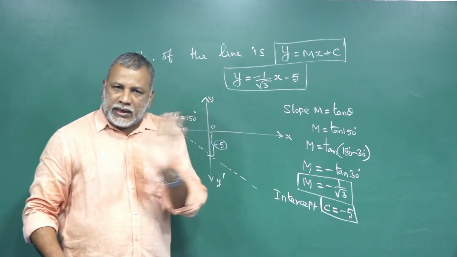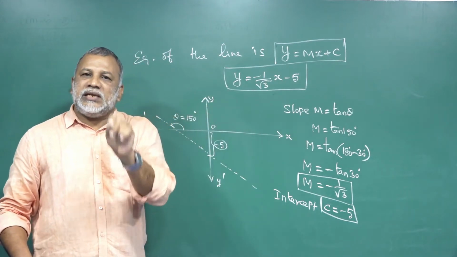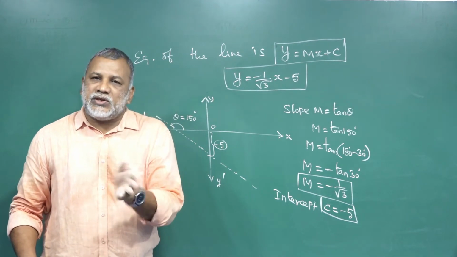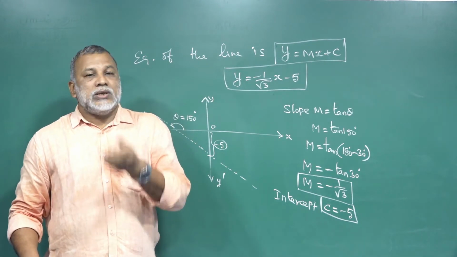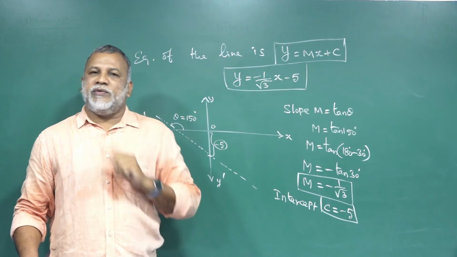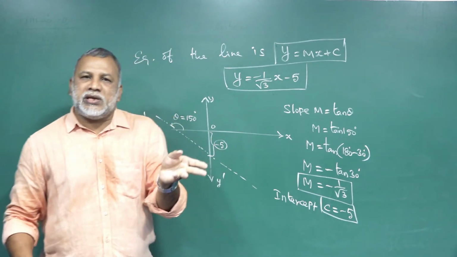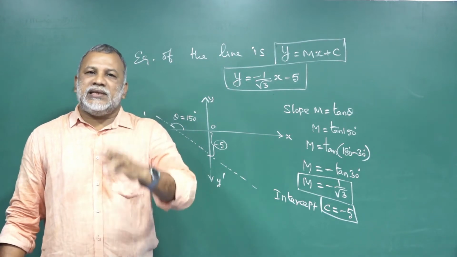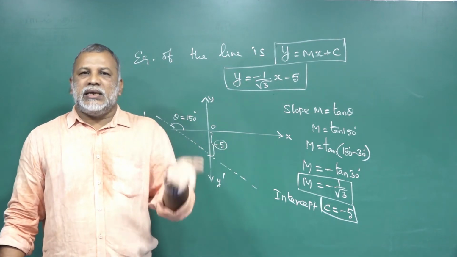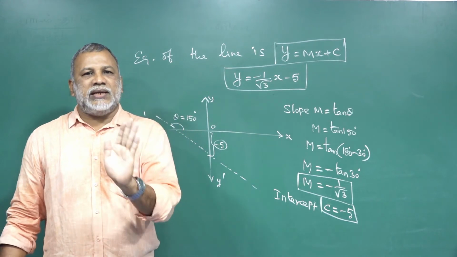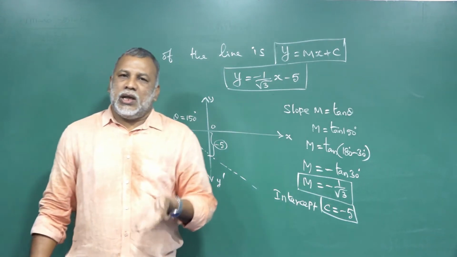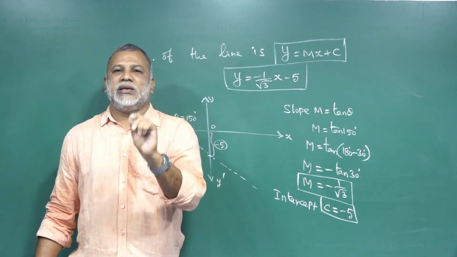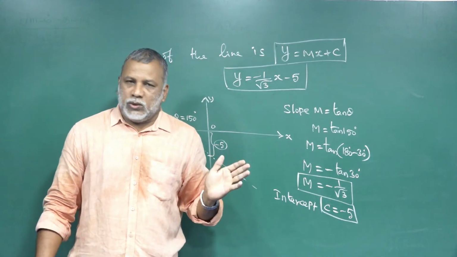So, dear student, read the question. It makes an angle theta, how much? 150 degrees. So 150 degrees lies in which quadrant? Second quadrant. So m equal to tan 150. Tan 150 can be split in the form of tan of 180 minus 30. It lies in the second quadrant, so tan takes negative. So minus tan 30. From your trigonometric table, we worked out the value, minus 1 by root 3. Therefore, we get the slope m equal to minus 1 by root 3.